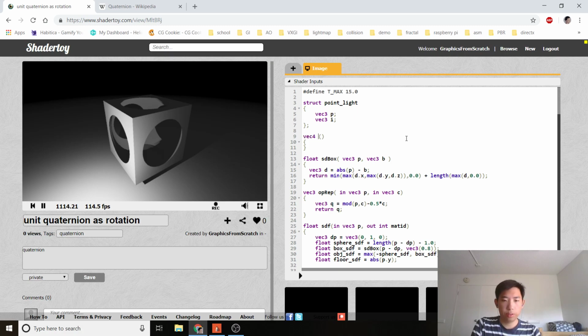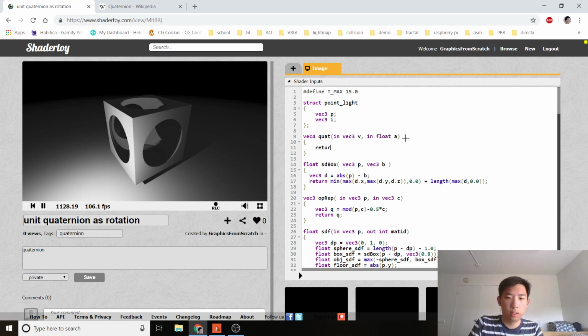So we need first the construction of the quaternion. So quad, this is going to be the constructor equivalent. I'm going to pass in an axis and an angle, which returns b times sine a over 2, cosine of a over 2. That's the quaternion.